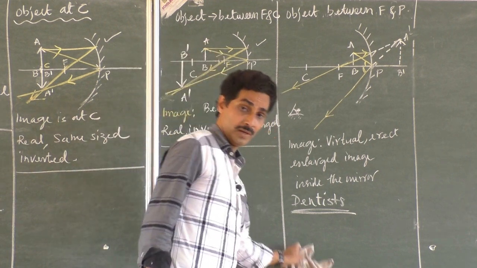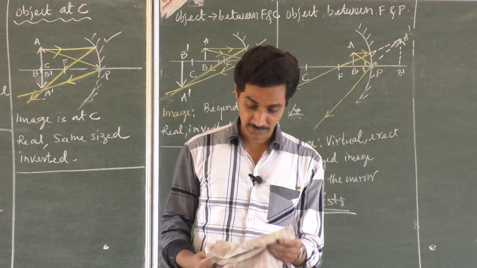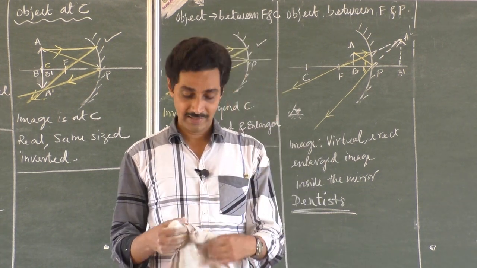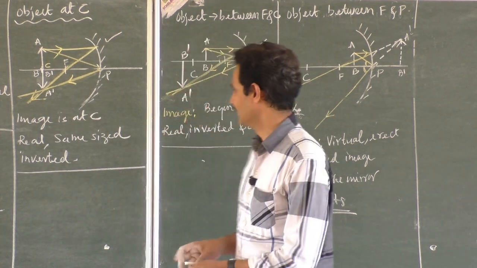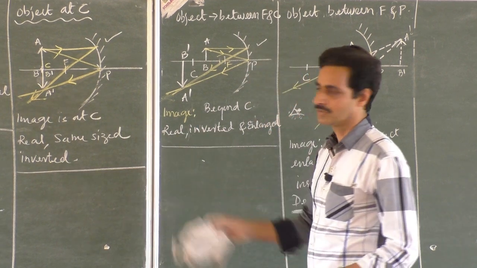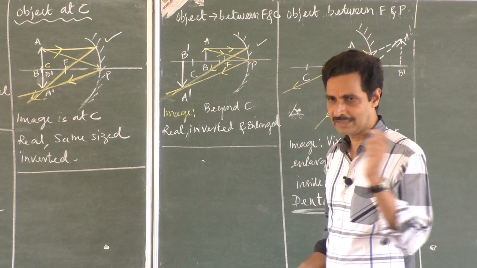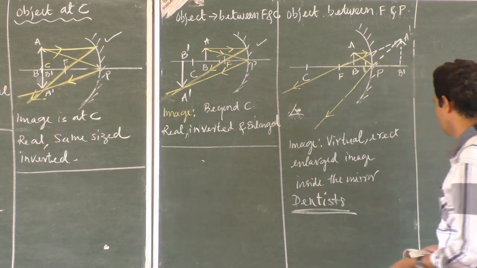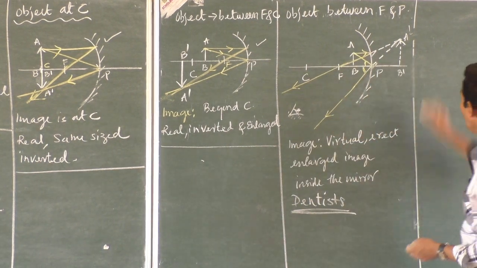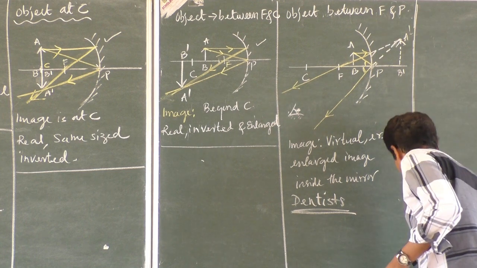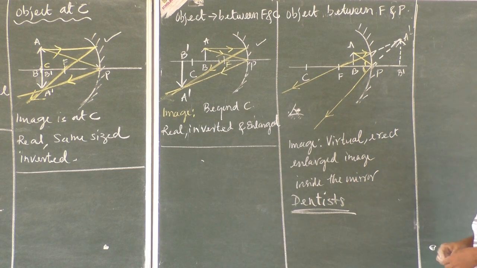So you go home, and you need not go home, you are at home only now. So you open that NCERT book, see that table. You will find that all these possible cases are written, but you need not learn it by heart. You can just remember technically, and the positions of the images. Now we will go for the convex mirror. How will the image be formed by the convex mirror?